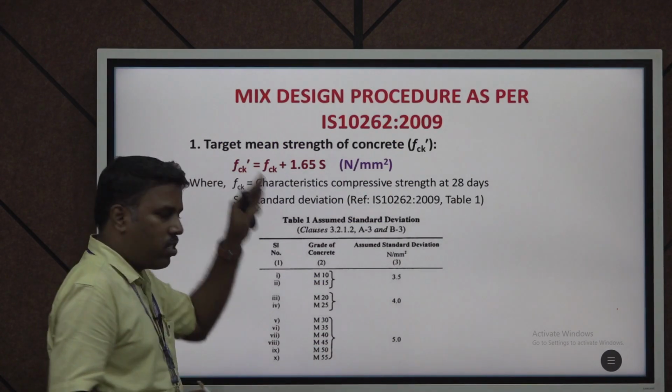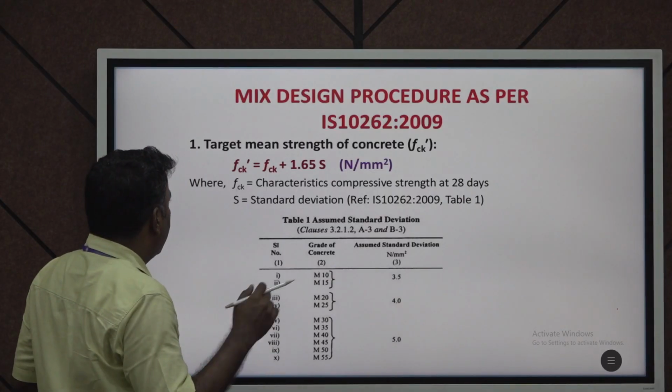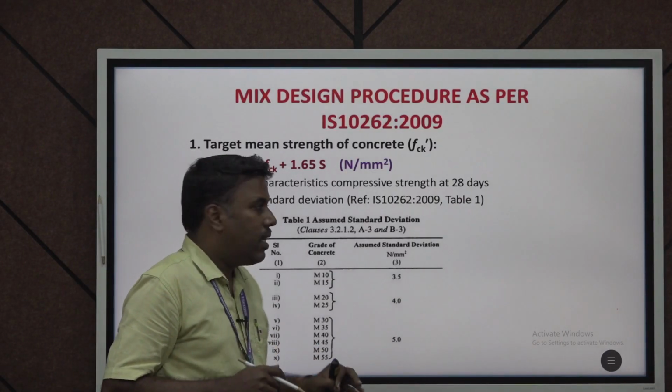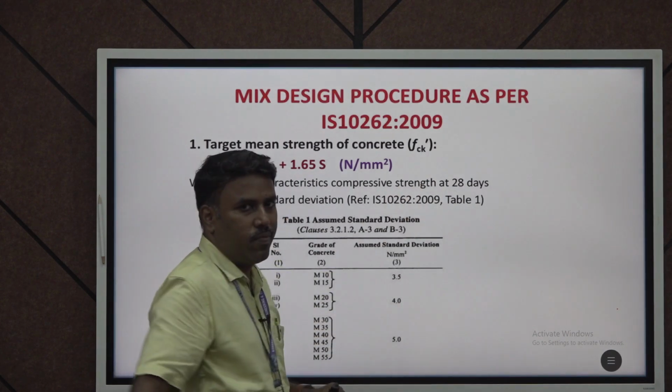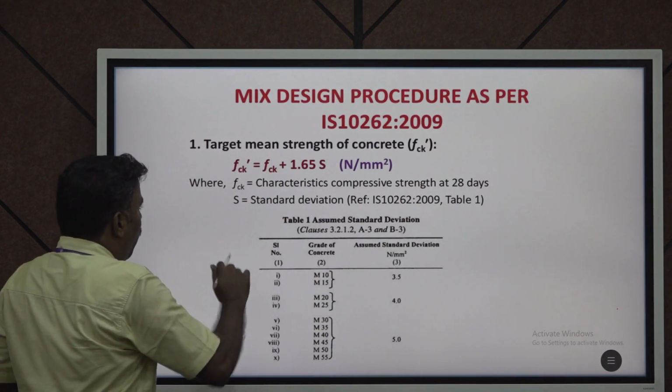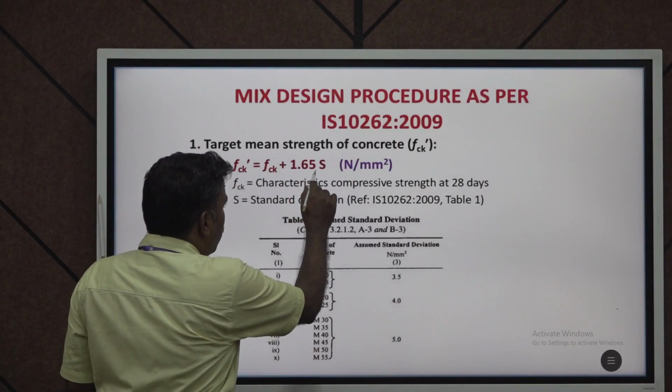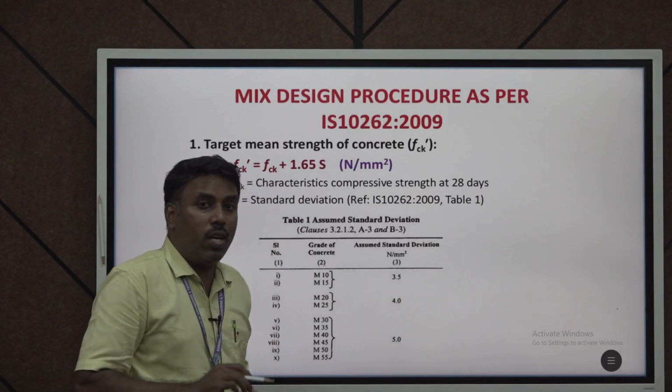So this is the first step. The first step of mix design is to find the target mean strength of concrete, that is FCK dash. To find FCK dash, the formula is FCK plus 1.65 S. Unit is Newton per mm square.